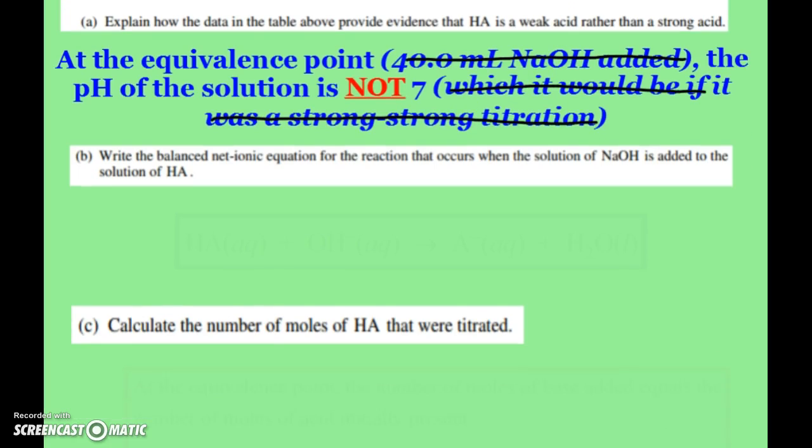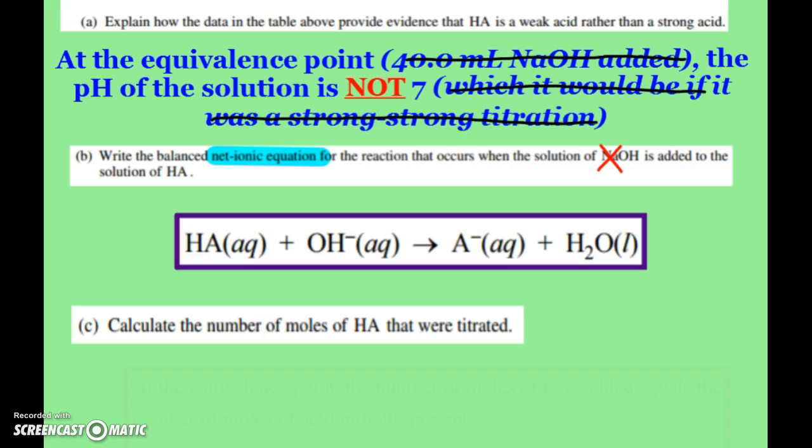Now write the balanced net ionic equation. We're not looking for the balanced complete molecular equation. We're looking for the net ionic equation for the reaction that occurs when the solution of sodium hydroxide is added to a solution of HA. So again, net ionic, we are not going to include sodium, a spectator ion. We just have to show HA reacting with hydroxide, and the hydrogen goes over to hydroxide, so we get our conjugate base and we get water. Again, net ionic, we're not including the sodium here.